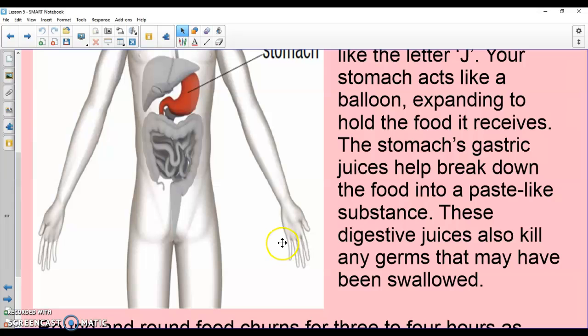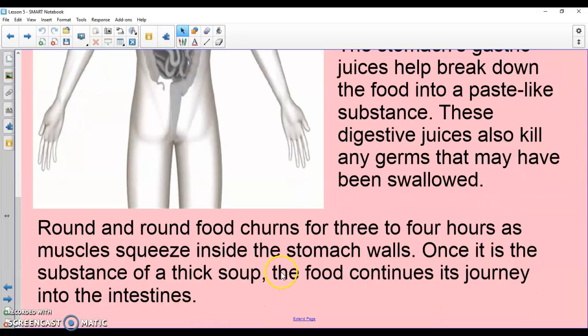These digestive juices also kill any germs that may have been swallowed. Round and round, food churns for 3 to 4 hours as muscles squeeze inside the stomach walls. Once it is the substance of a thick soup, the food continues its journey into the intestines.